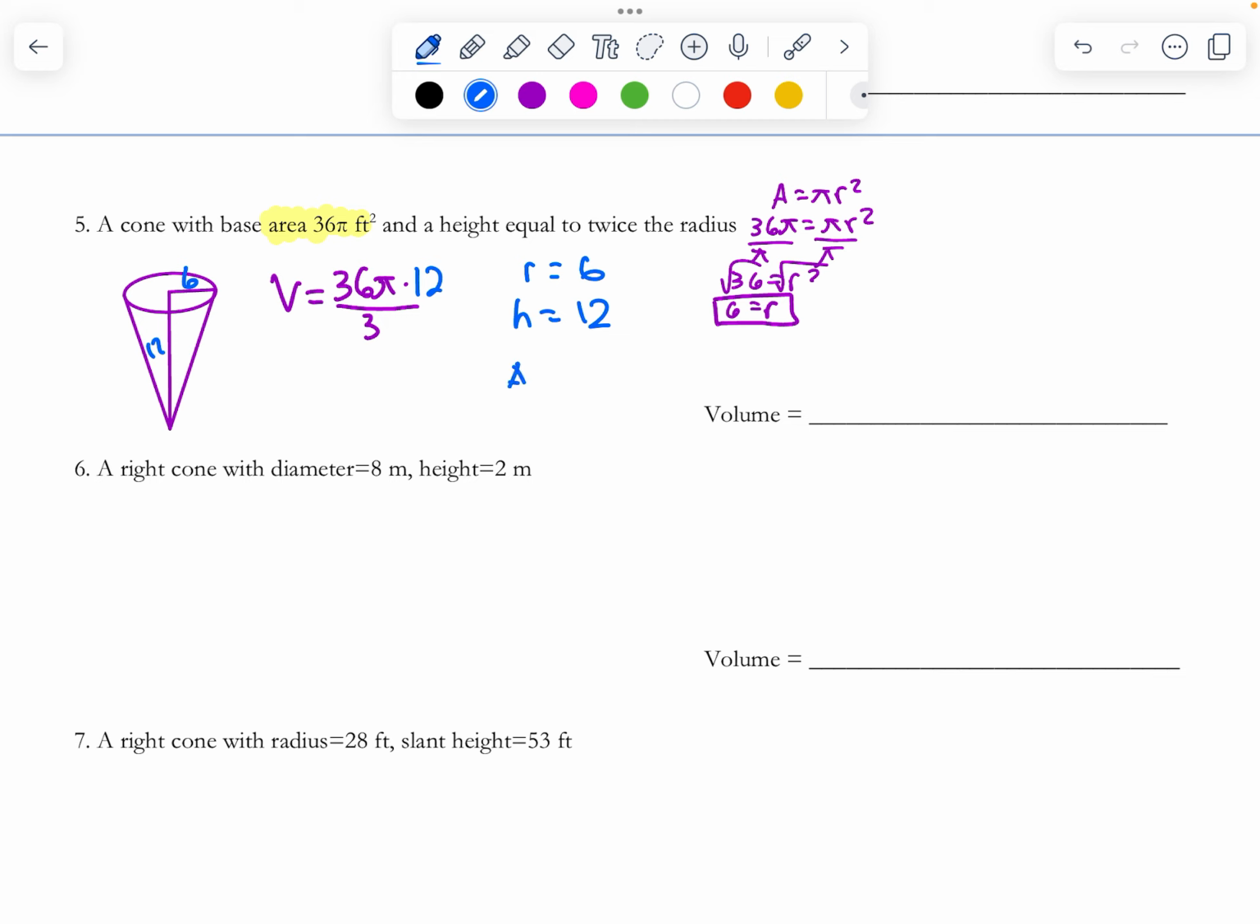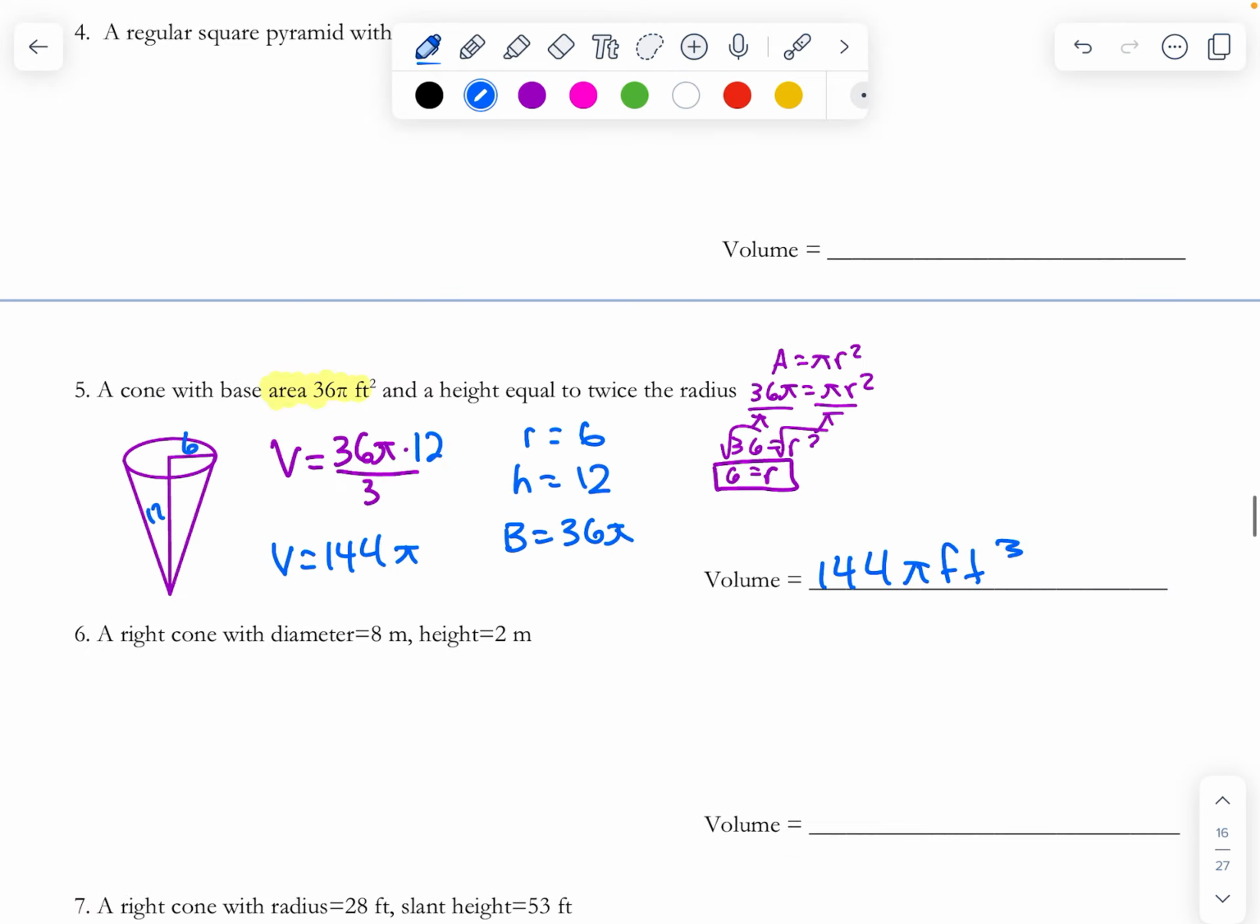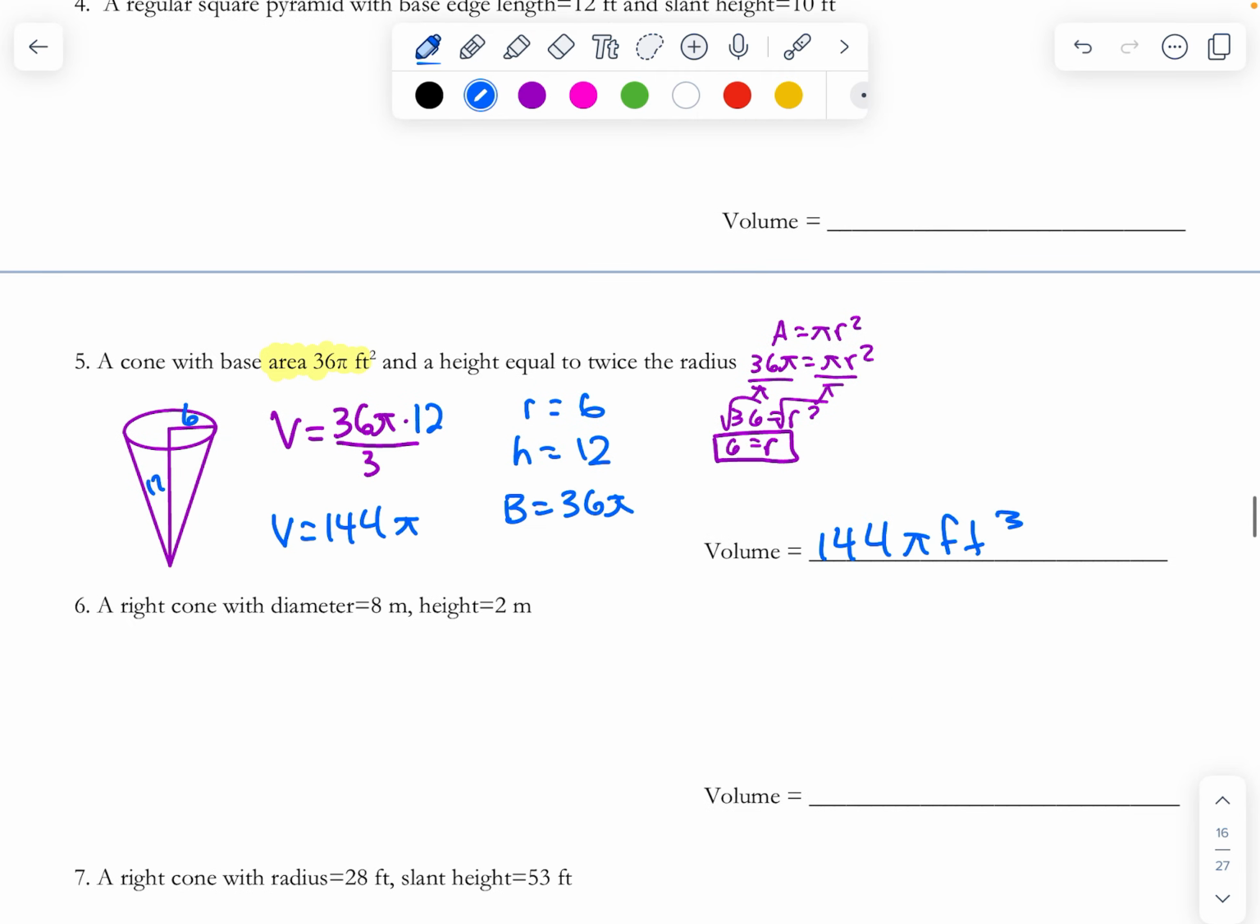And then area, or I guess base, is equal to 36 pi. And then you just plug everything in. We end up getting 144 pi. And so my volume is 144 pi feet cubed. Awesome.